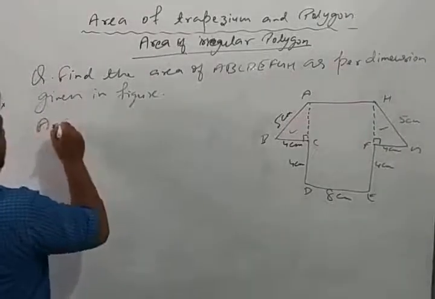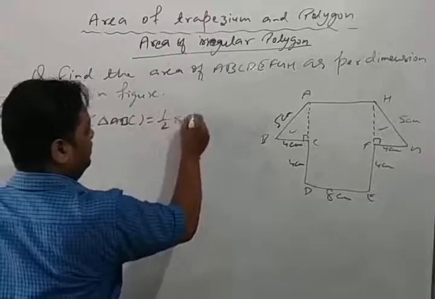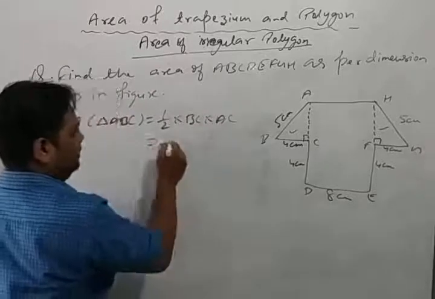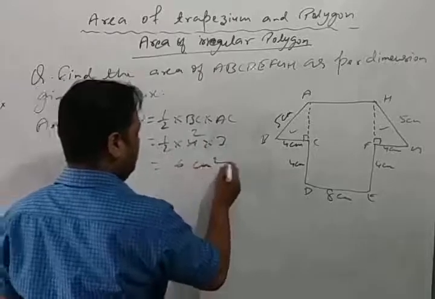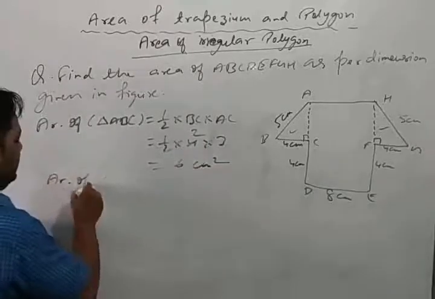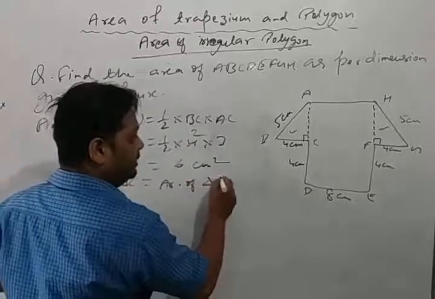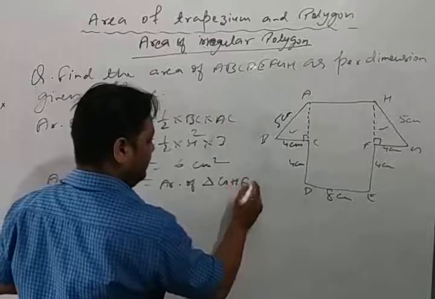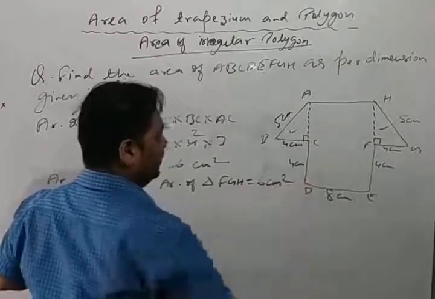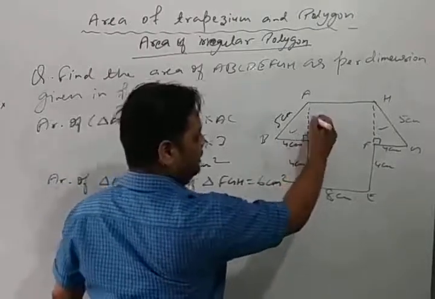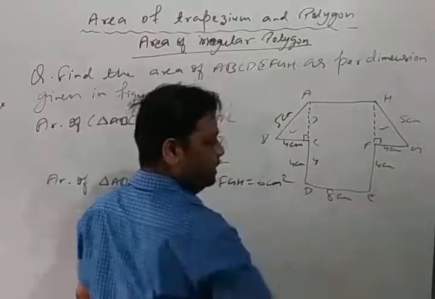So we can write area of triangle ABC is equal to 1 by 2 into base BC into height AC. So base is 4 and AC is 3. 1 by 2 into 4 into 3 is 6 centimeter square. It means we can say that area of triangle ABC is equal to area of triangle GHF. What is GH? FGH is also 6 centimeter square. Now, 3 plus 4 is 7 centimeter. This is also 7 and this is 8. It means it is a rectangle.